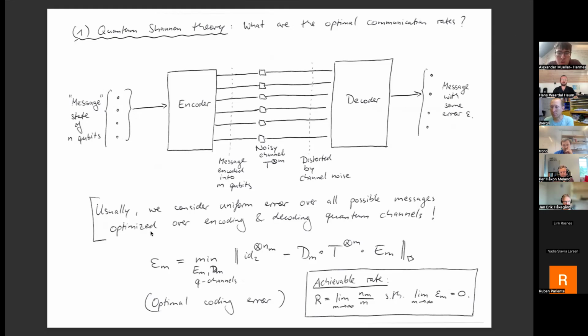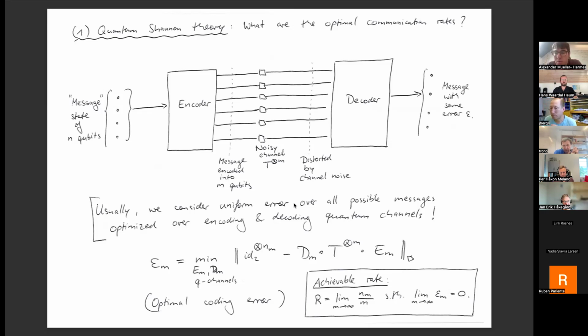And usually, one wants to consider a uniform error over all the possible messages, which then leads to these diamond norm expressions, where the composition of the encoder, the channel, and the decoder should approximate an ideal qubit channel of n qubits that you want to send. So the best error that you could hope for is a minimum where you optimize over all the encoders and the decoders. And this you could call the optimal coding error.